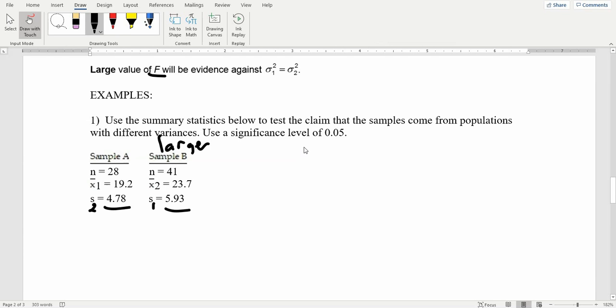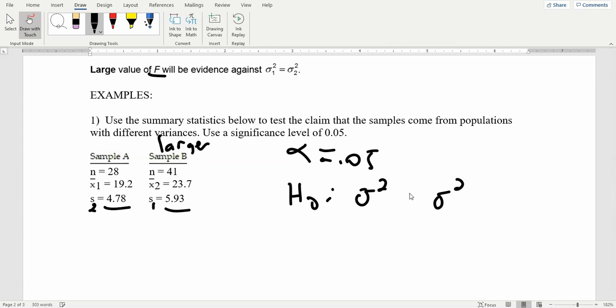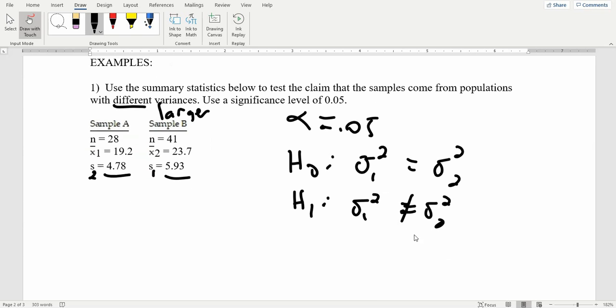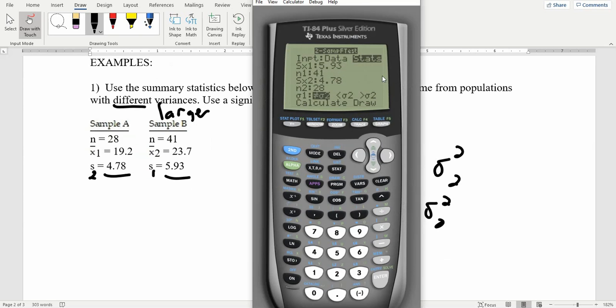So what I need to look at is we have an alpha of 0.05. Our H0, we're doing population variances I should say, so those are always sigma squared. And so we're saying that the two are equal. And then for our alternative hypothesis, I can't put equals in there, because different means they're not equal to. So when I go into my graphing calculator again, I want to make sure it's on the not equals to, which it is, and click enter.